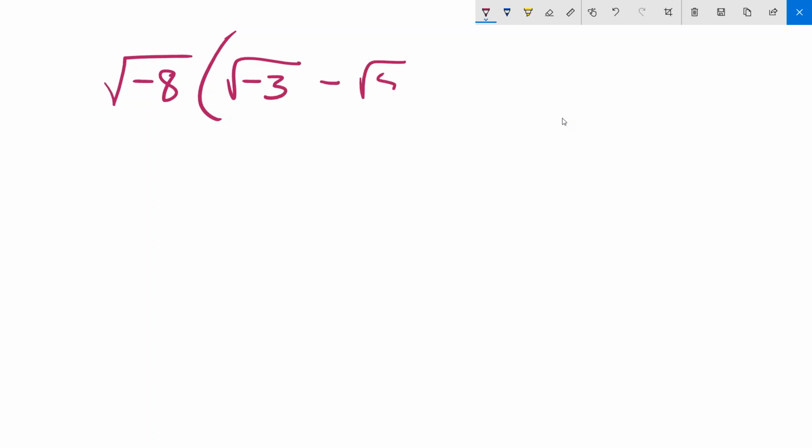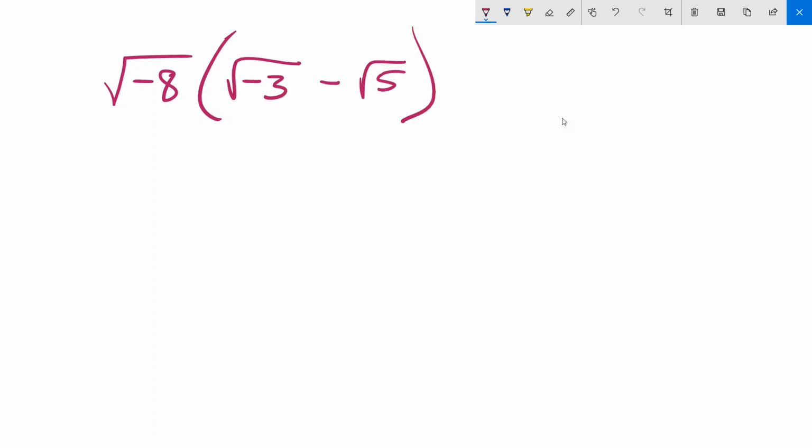For the next one, it would be parenthesis 3 square root -7. I'm sorry. I meant to say something on that first one. Can you give me that first one again? It was the last one we did. The full problem, from the start. Okay, it would be square root -8 parentheses square root -3 minus square root 5.